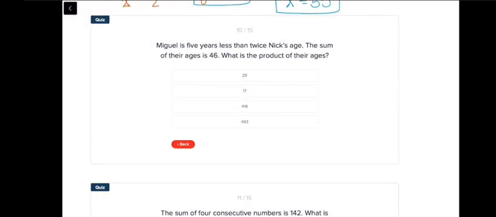In this problem, it states Miguel is 5 years less than twice Nick's age. The sum of their ages is 46. What is the product of their ages? So the first thing we have here is that Miguel is going to equal 5 years less than twice Nick. So however old Nick is, multiply by 2 and then subtract 5 from it. Now it says that the sum of their ages has to be 46.